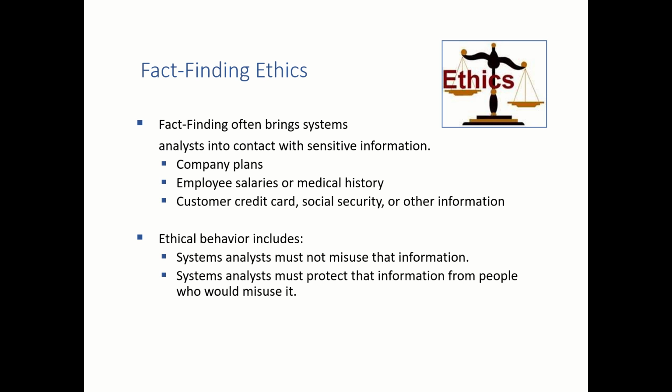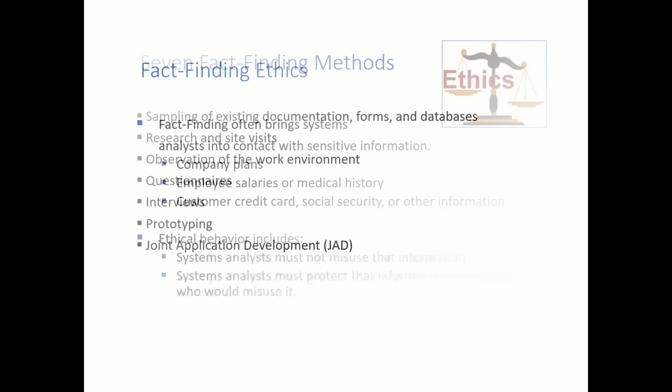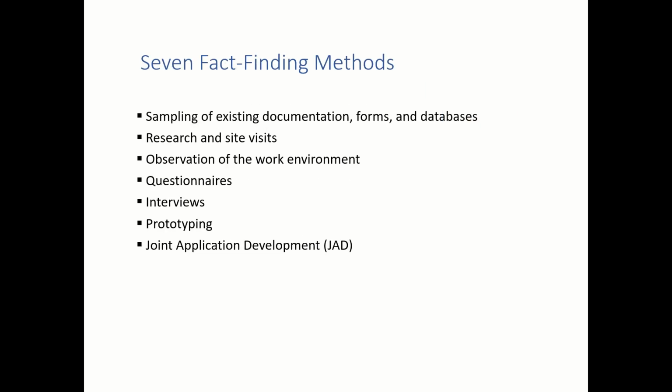Now, there are different ways for fact finding, right? In fact finding, the system analysts come into contact with sensitive information, like company plans, employee salaries, and customer credit card details, right? There are many ethical concerns associated with this, because system analysts may misuse this information. They should not. System analysts must protect the information from people who would misuse it. So it's very important and confidential, and people with a lot of credibility have to work as system analysts. So there are different ways of fact finding, right?